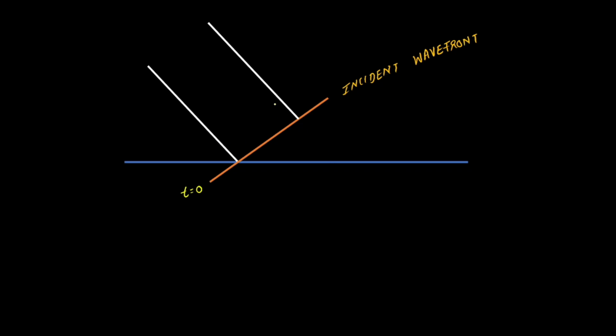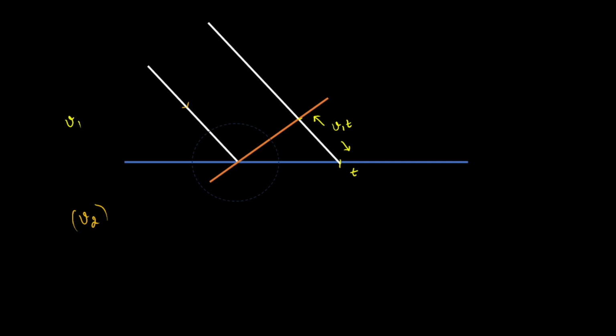After some time, both the rays would be moving forward. Let's say at time t, this particular ray would have traveled this much distance. If the speed of the light ray in this medium is v1, it would have traveled a distance of v1 times t. Now, in time t, this other ray would have traveled a shorter distance, because let's say the speed of light in this medium is v2, and this was a rarer medium and this is a denser medium. The speed of light in a denser medium is lesser, so v2 is less than v1. So the distance that this ray travels would be v2t.